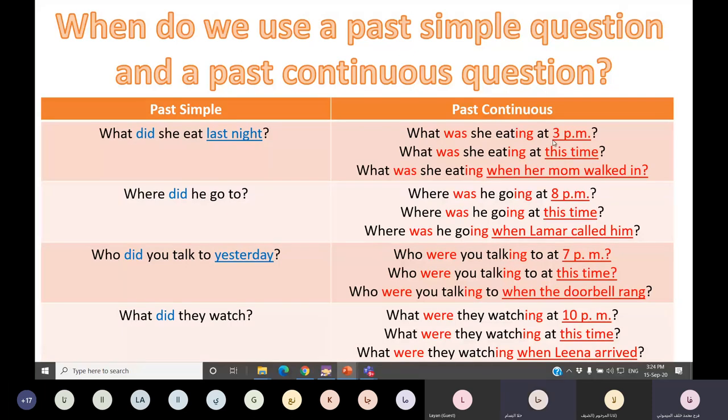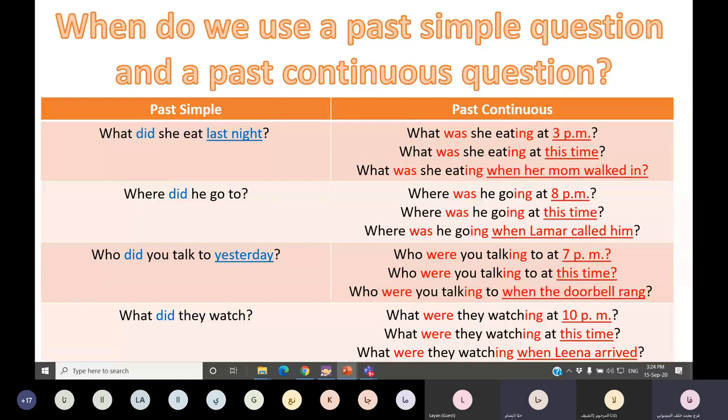When I say the clock, this like 3 p.m., this time, very good. And the last question? When? Very good. When her mom walked in. When her mom walked in. And what do I use with past simple?